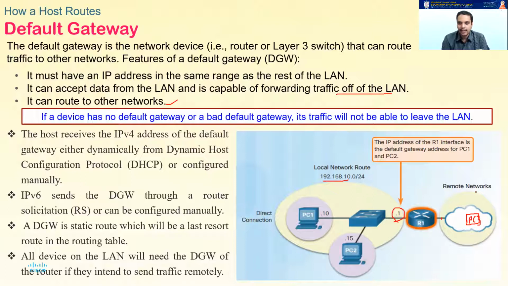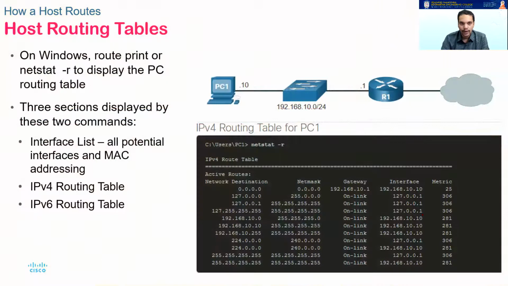The default gateway is nothing but the path through which the packets of one network have to be sent in order to go out of that network. That's all. Now, because R1 is connected here, the switch will say that this is my default gateway, and any traffic from PC1 and PC2 that wishes to go outside of this network has to go through this particular interface. The IP address of the R1 interface is the default gateway address for PC1 and PC2. Okay.